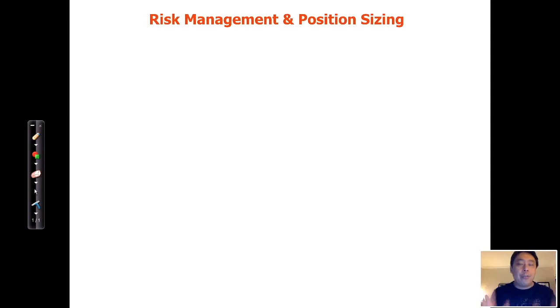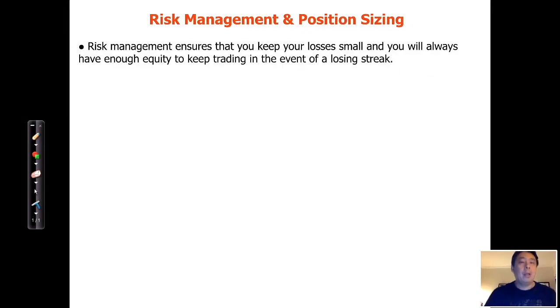All right, so let's review our rules one more time. Risk management ensures that you keep your losses small and you will always have enough equity to keep trading in the event of a losing streak, which is inevitable in trading. No matter how good you are, you go through periods of winning streaks and periods of losing streaks. You've got to ensure that when you go through a losing streak, it doesn't wipe you out. It keeps you in the game.